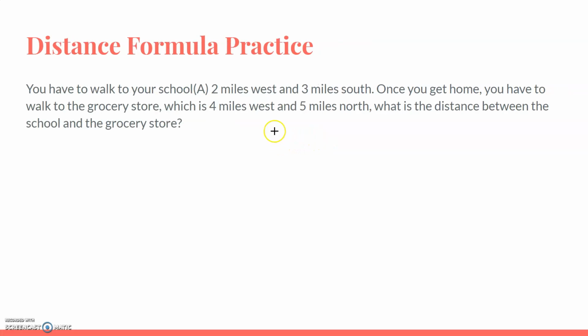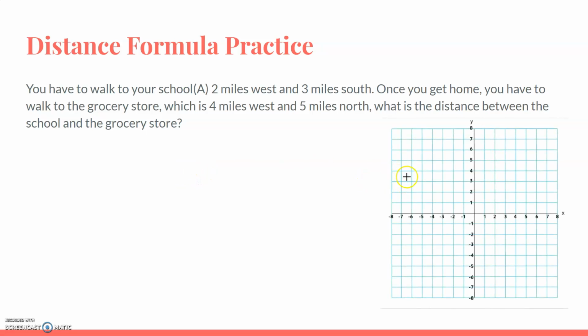Alright, a small word problem for you guys. You have to walk to your school, which is point A, 2 miles west and 3 miles south. Once you get home, which is the origin, (0, 0), you have to walk to the grocery store, which is 4 miles west and 5 miles north. What is the distance between the school and the grocery store? Plot these points on a coordinate plane and then solve for the distance between points A and B. And then come back for the right answer.